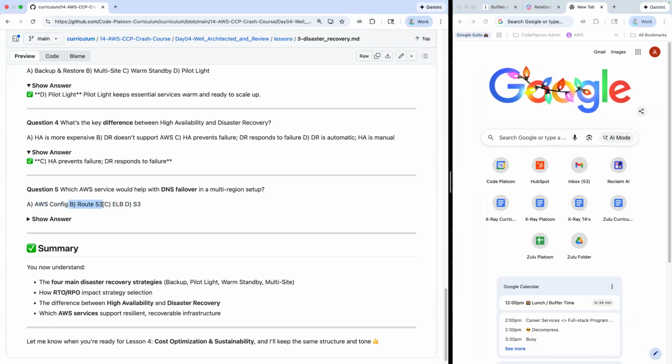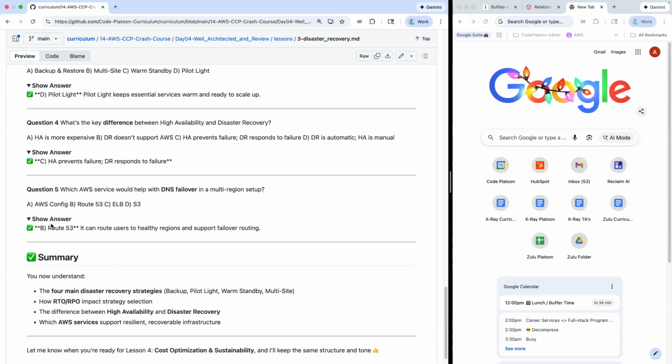Route 53, I think, has to do with DNS stuff. So that seems like it might be a good answer. ELB is the Elastic Load Balancer. Maybe. S3, that's storage. That's a file server. It's object storage, an S3 bucket. So it's probably not D. So I've got it down to B and C now, and I'm going to go with B. And the answer is indeed B. The Route 53 DNS router can route users to healthy regions when something fails.